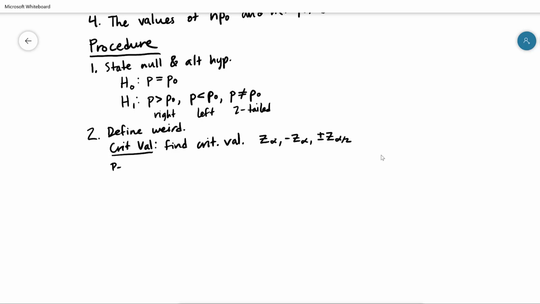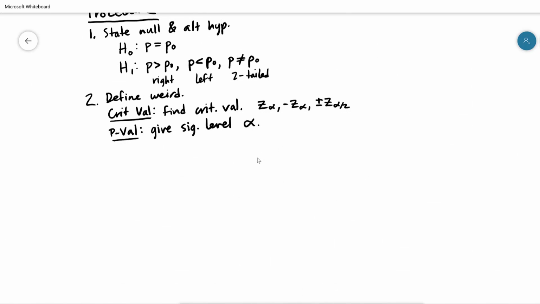If we're doing the p-value method, all we need is the significance level. So give the significance level, which is the value of alpha, the area. So that's how we define weird. This is the z-score I'll consider weird. This is the area or probability I'll consider weird.